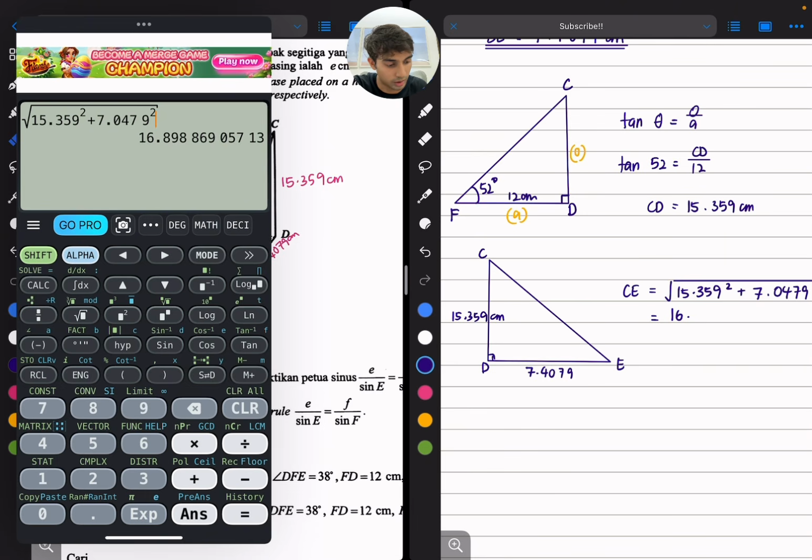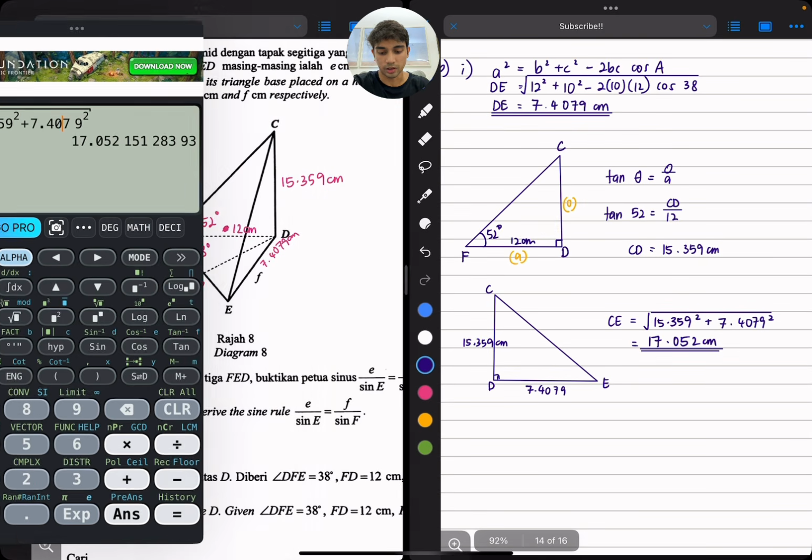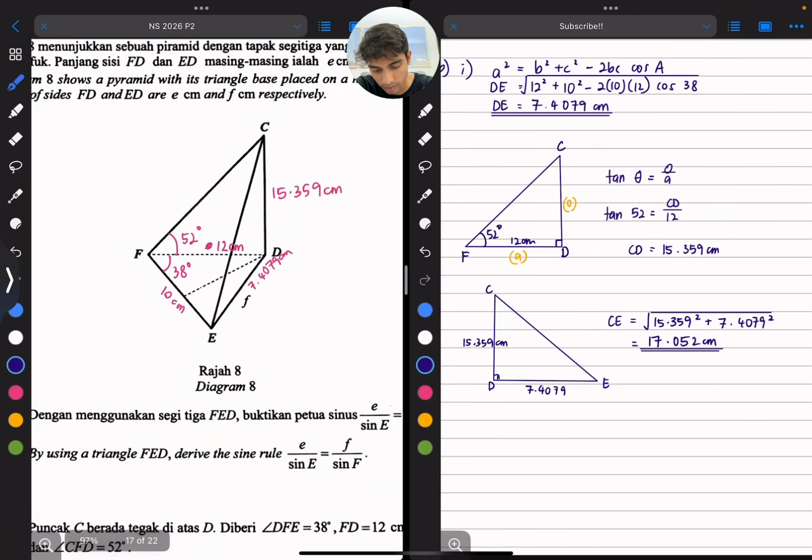We get 16.899. Sorry, 7.4079. Almost made a big blunder. We get 17.052 cm. Done. That is our length of CE. So CE here is 17.052.